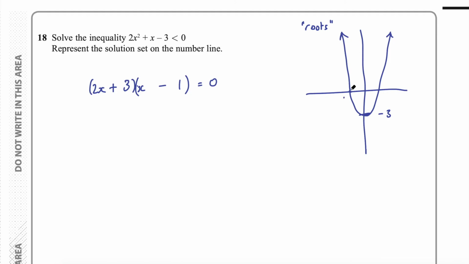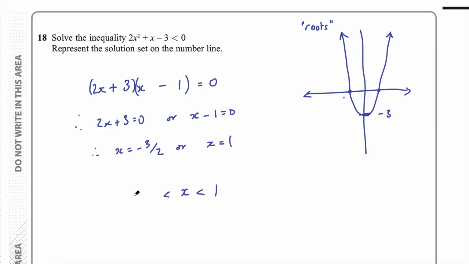So I know it looks something like this, and in order to find where it cuts the x-axis, I can make this quadratic equal to 0 and then find the values of x. So therefore, I can say that 2x plus 3 equals 0, or x minus 1 equals 0. Therefore, x would equal minus 3 on 2, or x equals 1. So that's where these roots, these zeros, are, at minus 3 on 2 and 1. And then you can see just from the diagram that this graph is less than 0 in between those numbers. So in order to satisfy that inequality, x is going to be less than 1 and greater than negative 3 on 2. So that's that area in there.